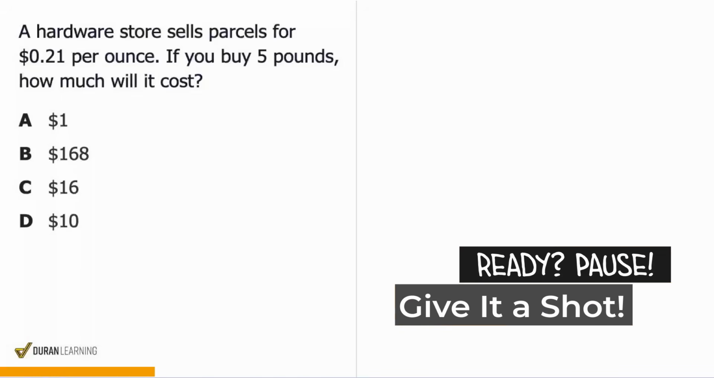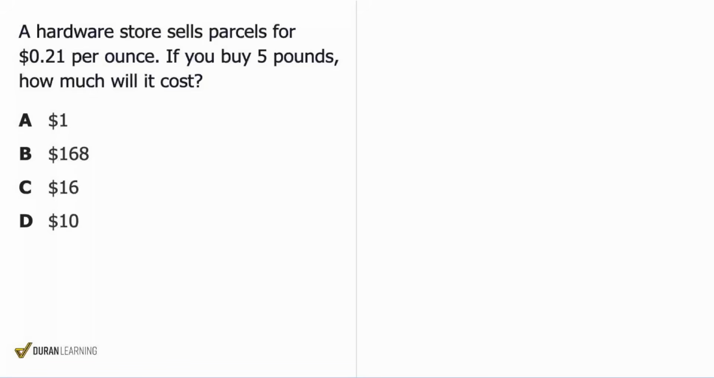And let's tackle this next one here. So first things first, let's understand the question sentence, everybody. That's the first thing we always want. So here, if you buy 5 pounds, how much will it cost? Okay, so let's think about that. What we see here is that it says a hardware store sells parcels for 21 cents per ounce. And if you buy 5 pounds, how much will it cost?